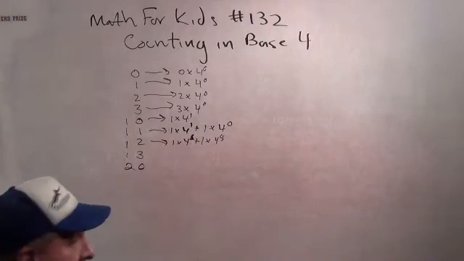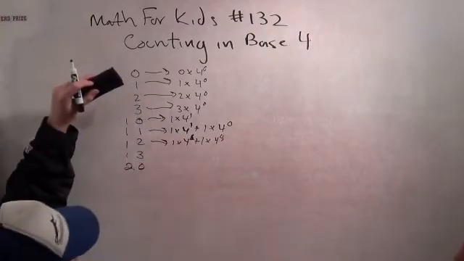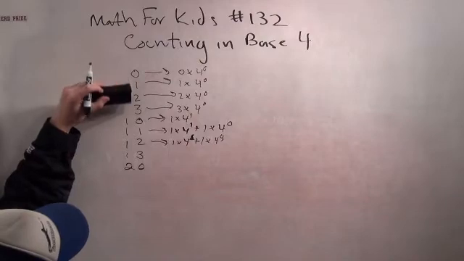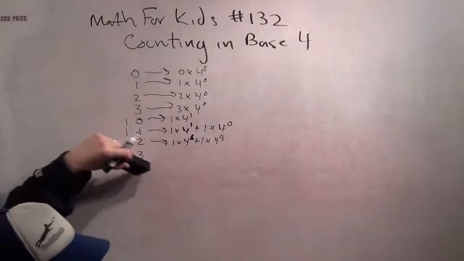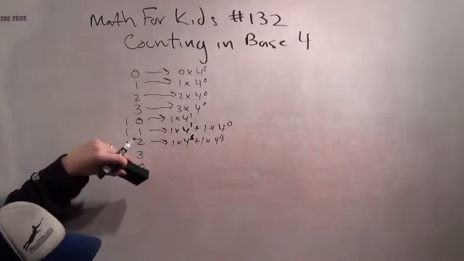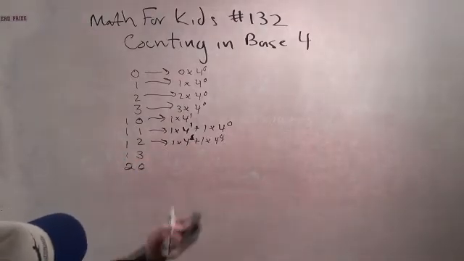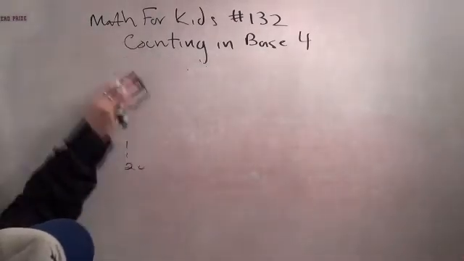So that's actually kind of a neat thing. The way you count in base 4 is you go 0, 1, 2, 3, 1, 0, 1, 1, 1, 2, 1, 3, 2, 0, 2, 1, 2, 2, 2, 3, then comes 3, 0. Okay, so now let's see if we can figure out what some numbers are.